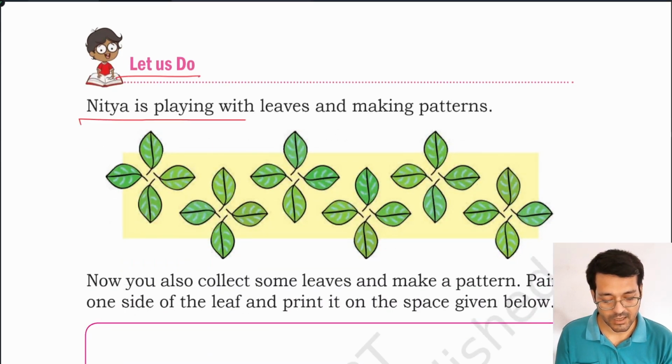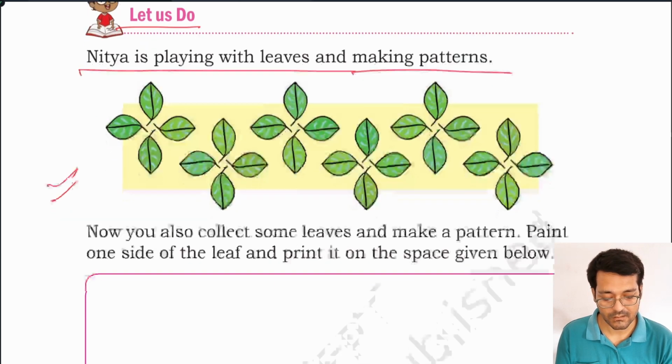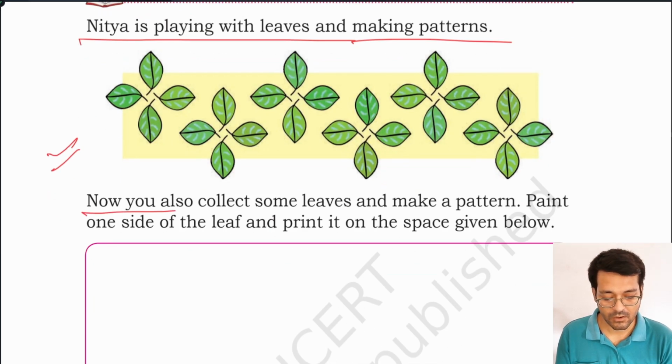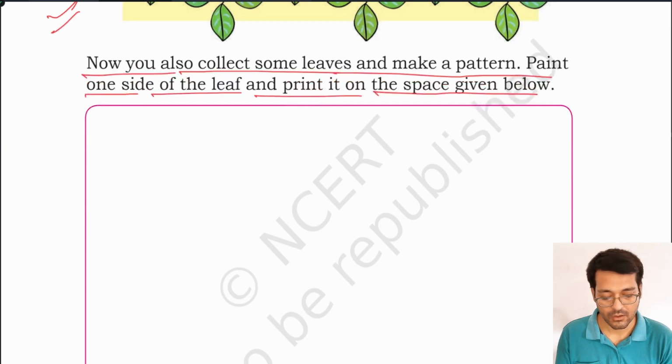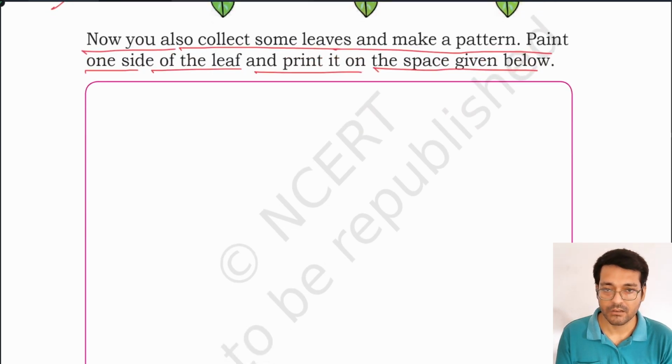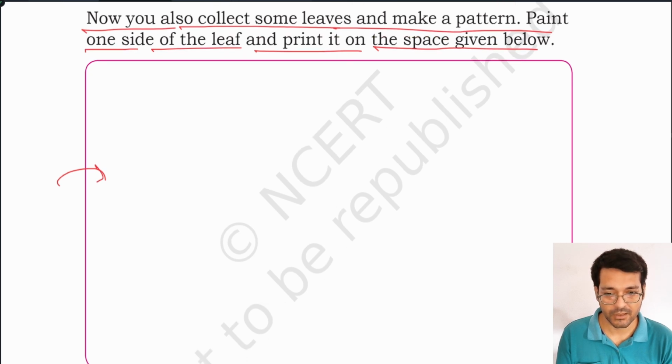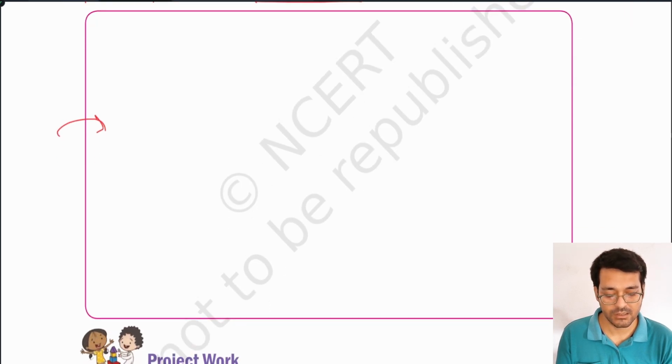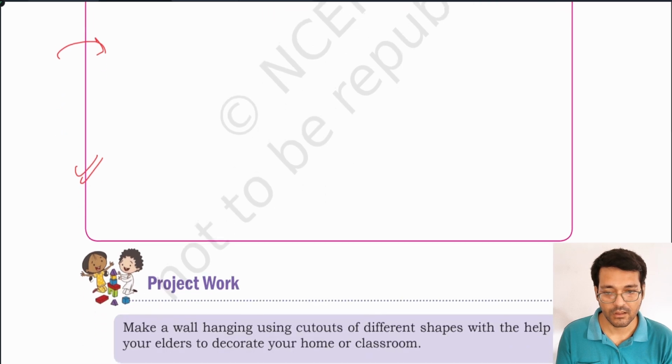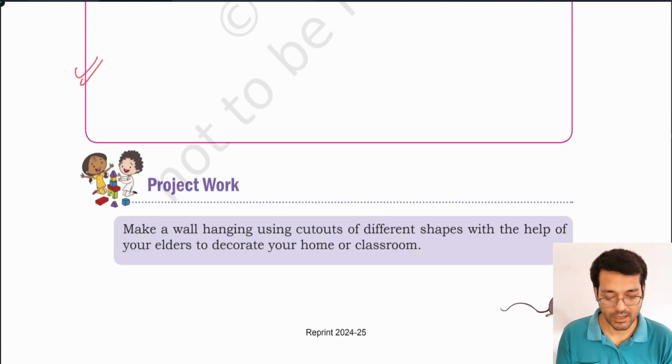Let us do. Nitya is playing with leaves and making patterns. You can see here. Now you also collect some leaves and make patterns. Paint one side of the leaf and print it on the space given below. You have to make similar patterns of leaves, paint one side, and then press the colored side on the space given here. You will get a pattern similar to that.